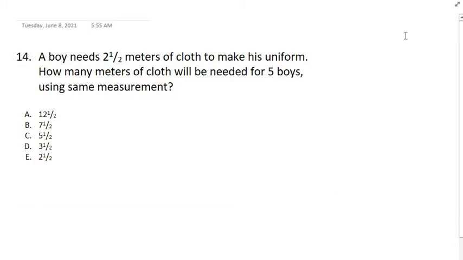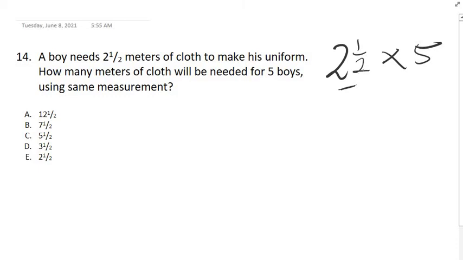Okay, a boy needs 2 whole number 1 over 2 meters of cloth to make his uniform. How many meters of cloth will be needed for 5 boys using the same measurement? If one boy needs 2 and 1 over 2 to make his uniform, and 5 boys use the same measurement, we need to multiply by 5, or add 2 whole number 1 over 2 in 5 places.